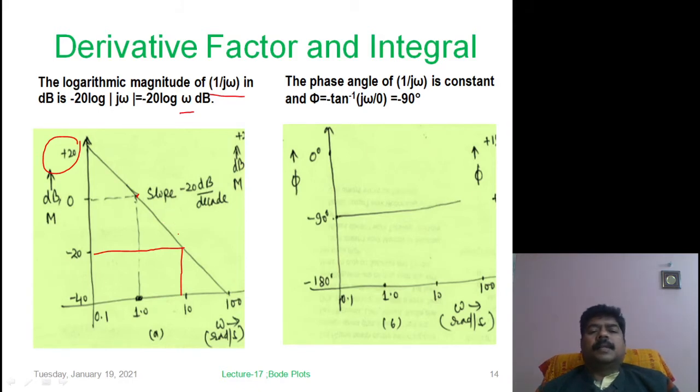Like this, we can draw the magnitude plot. For the phase plot of the factor 1 upon j omega, the angle contributed by this factor will be phi equal to minus tan inverse of j omega by 0, meaning minus 90 degrees. So whatever the frequency, it will continue to contribute an angle of minus 90 degrees. This is the magnitude plot for the integral factor, and this is the phase plot for the integral factor.